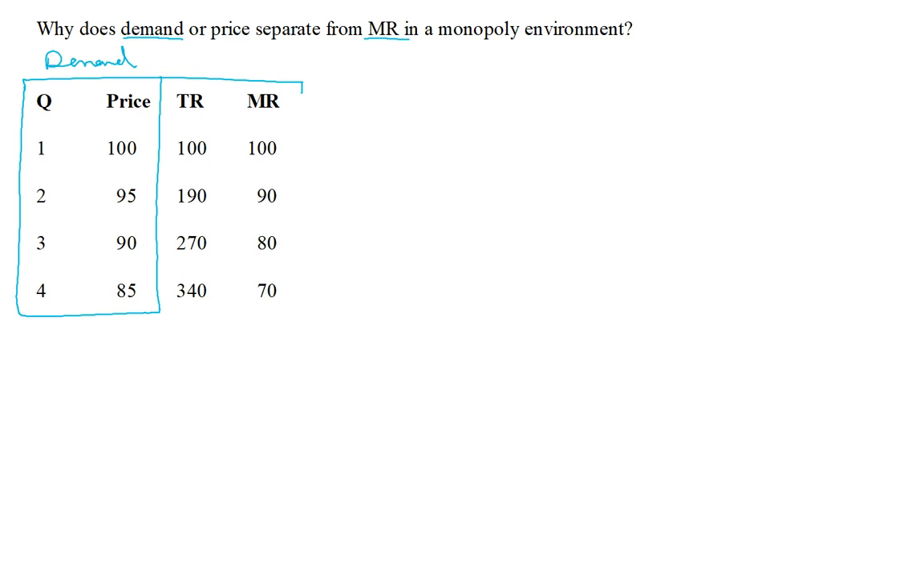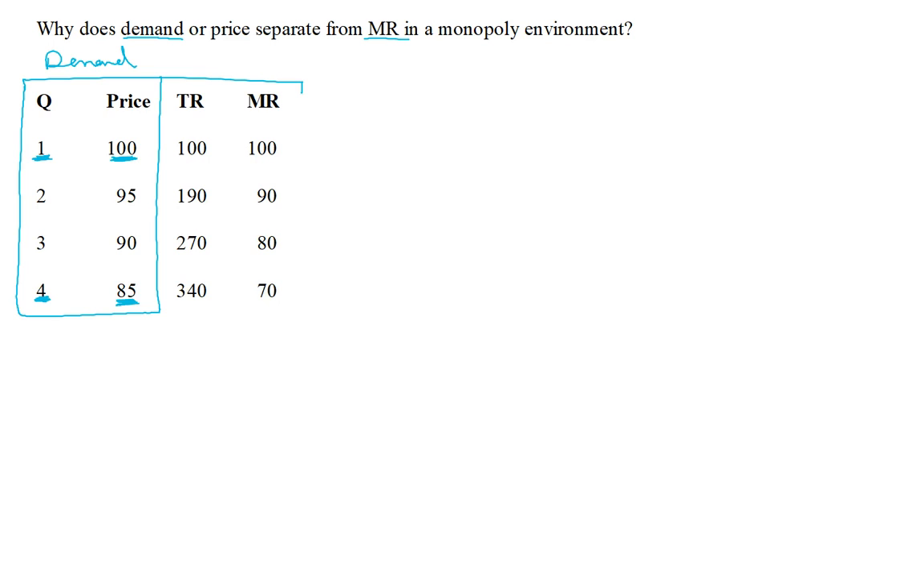When the firm produces more, let's say 4 units, the price is going to be lower at $85. Or think about it the other way: when the price is $85, consumers are going to buy 4 units of the good. When the price is $100, consumers are only going to buy 1 unit. So the firm can reduce production, say from 4 to 1, and in the process they would raise the price.